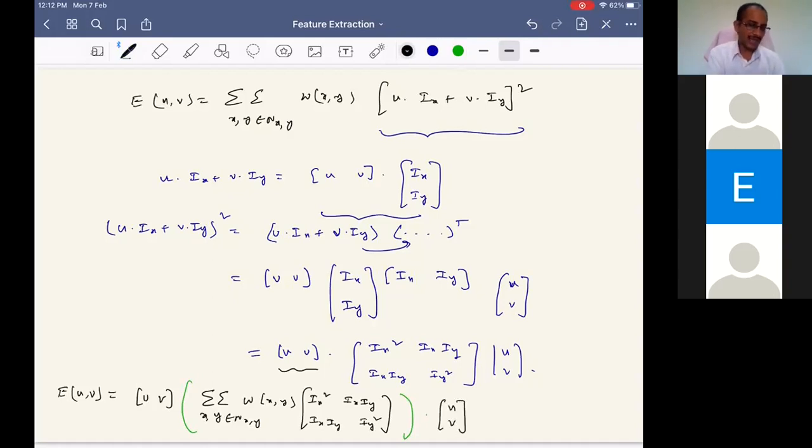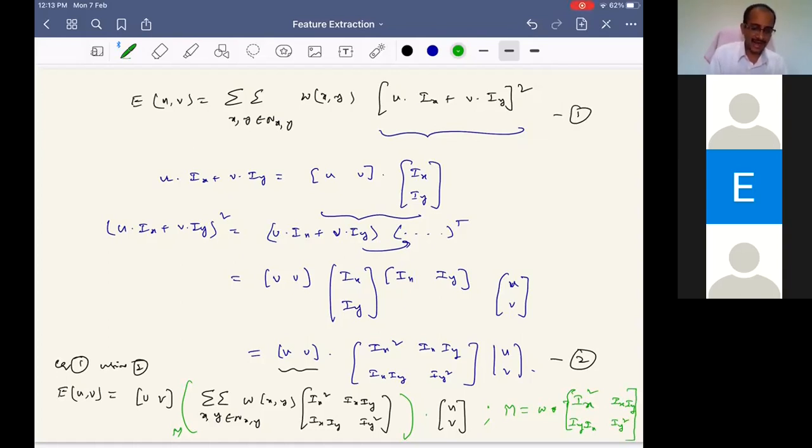So I have just rewritten the whole thing, equation one, using the simplification in two. You can see this whole thing is what they refer to as matrix M. And what is this? Nothing but a gradient matrix. With gradients I have formulated this matrix M, except that multiplying with a Gaussian at each x comma y indicates that I am performing convolution. So now in a sense, matrix M is nothing but W x comma y, a W filter, convolution with Ix square, Ix Iy, Iy x or Ix Iy, doesn't matter, Iy square. So this is what M is. Hope this is clear.